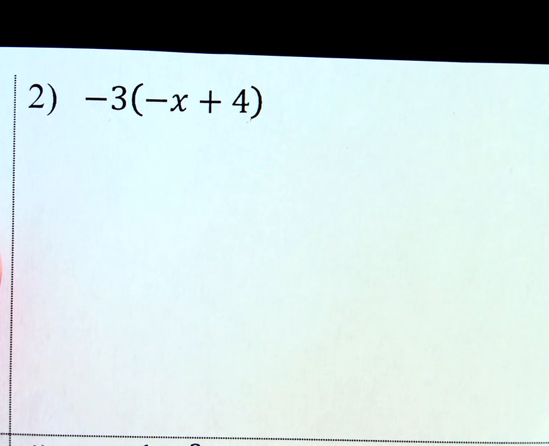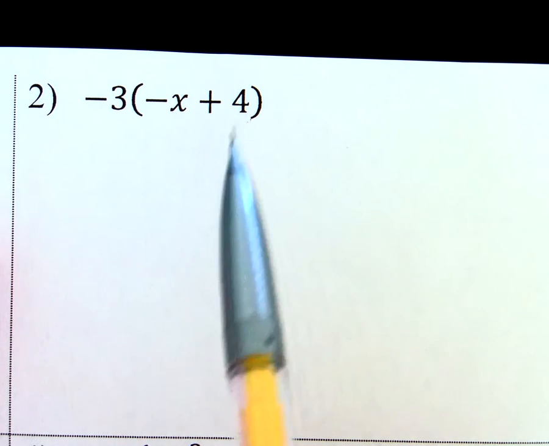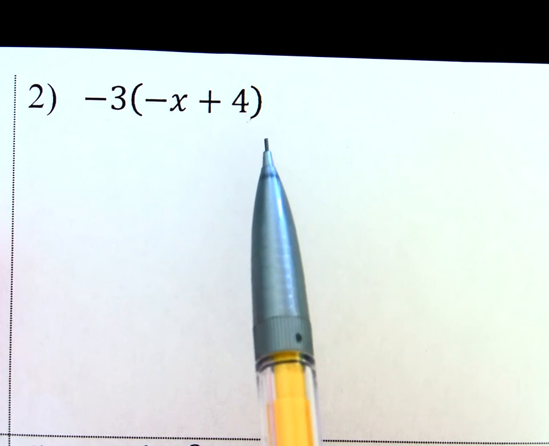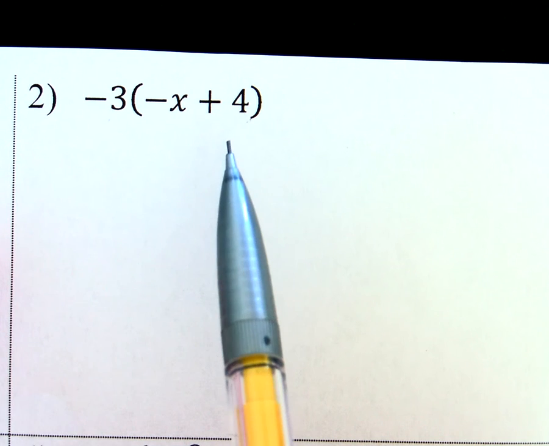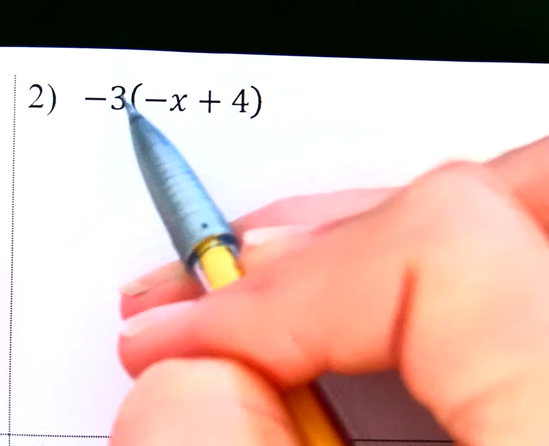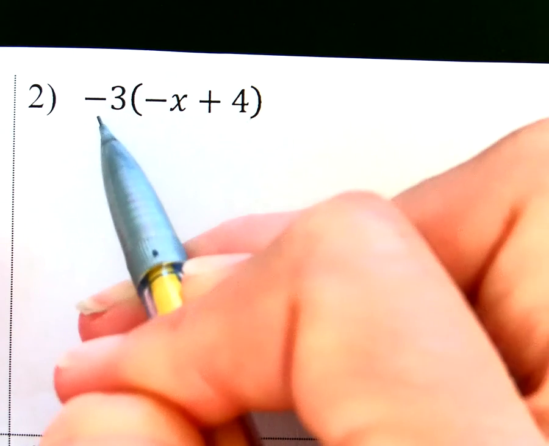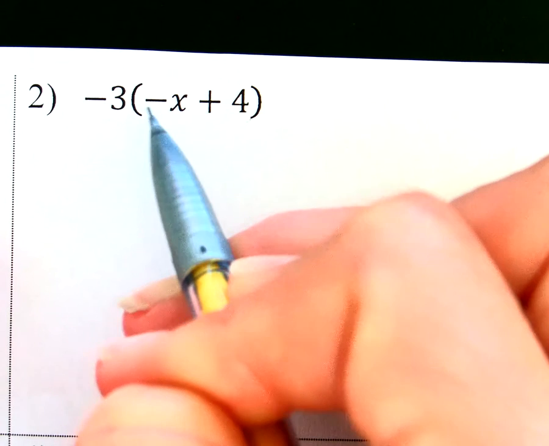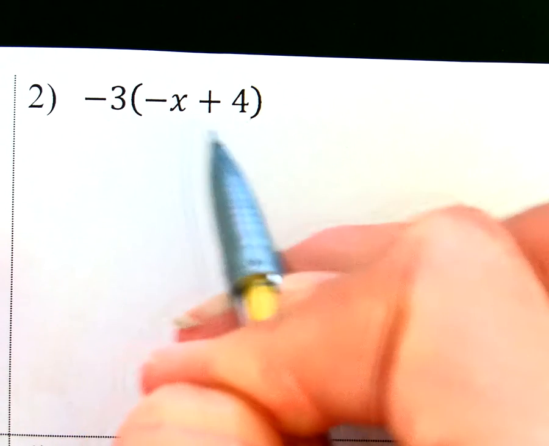In order to remember which terms I've distributed, I like to draw arrows and then do the math after each arrow. This way I know that I haven't forgotten anything. It's not too hard to remember in these more simple problems, but it can be easy to forget what you've distributed in larger problems. So for this one, we're going to distribute the -3 term to each term inside the parentheses, the -x and the +4.